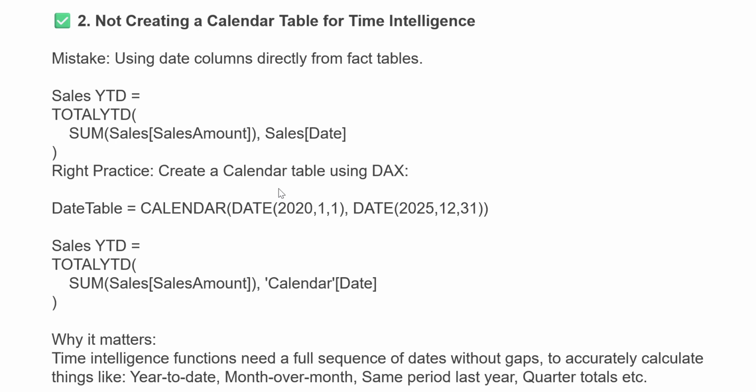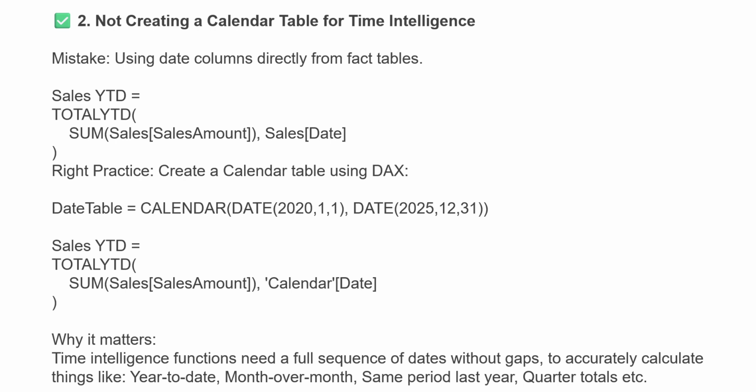The right practice is to create a calendar table using DAX. We create a separate calendar table based on the date column present in the fact table. Date table equals CALENDAR, using the minimum date and maximum date available. We give the date table a name, and from that we create the measure: Sales YTD equals TOTALYTD of the sum of sales amount, comma, the calendar date column.